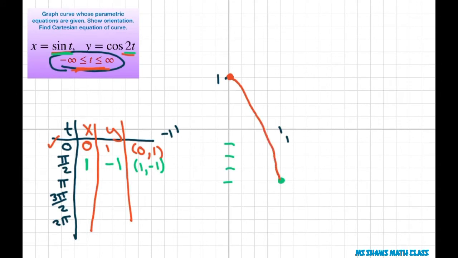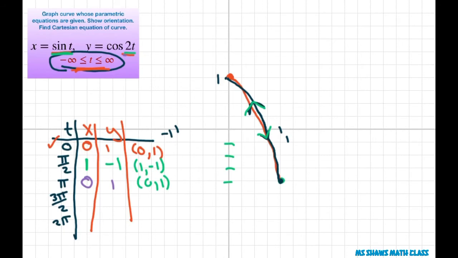Now let's do pi. Sine of pi is 0, but cosine of 2 pi, because you have to multiply by 2, is 1. So we're back. We went this way, and now we're going back to 0, 1. So we're going back this way. It's going back and forth.